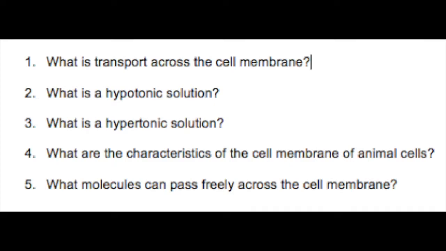What is transport across the cell membrane? It's the movement of particles down the gradient called diffusion. A gradient is when something is unbalanced in a concentration.